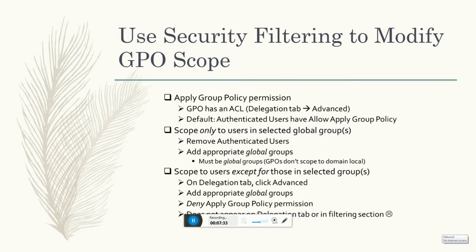Approved global groups. GPOs don't scope the domain local scope users except for the selected groups. On the delegation tab, click Advanced, add the appropriate global groups, then apply the group policy permissions, then the filtering tab.